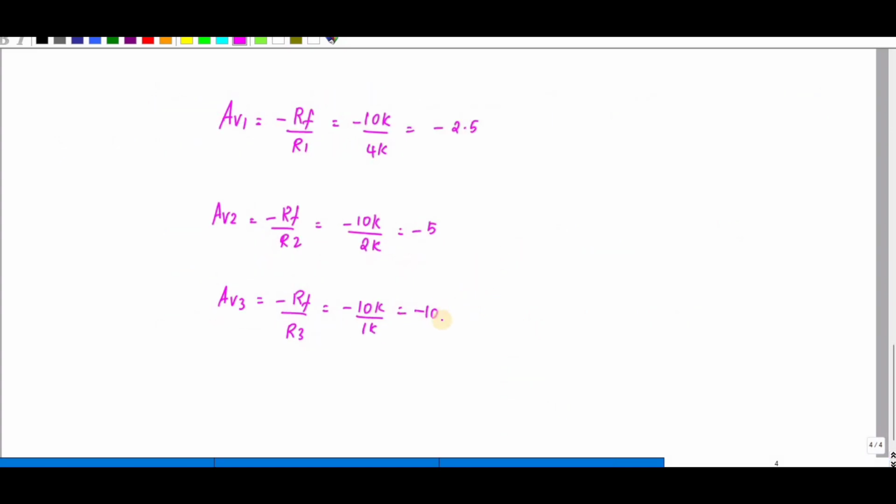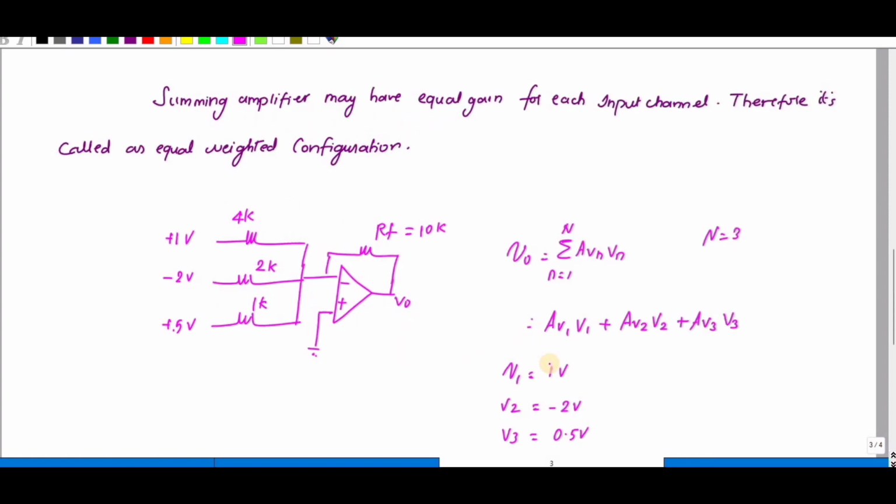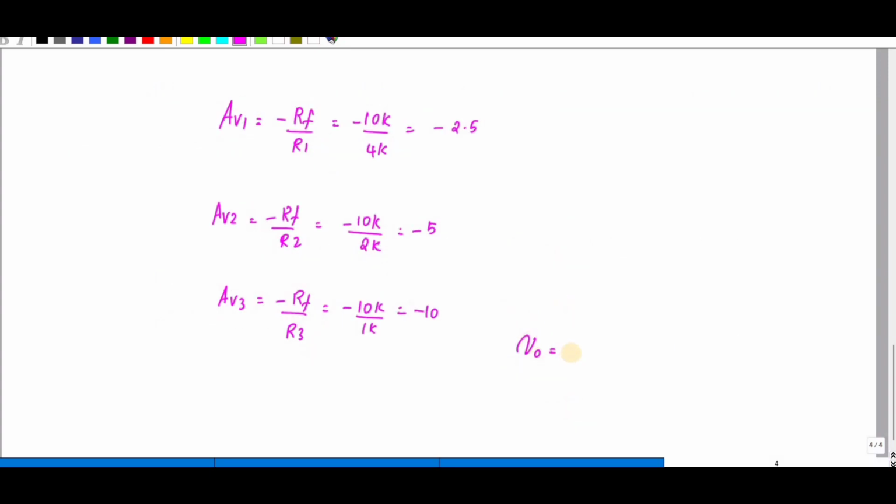Now substitute the values in V0. V0 is AV1 into V1, that is minus 2.5 into 1, plus AV2 into V2, that is minus 5 into minus 2, plus minus 10 into 0.5. So the value is minus 2.5 plus 10 minus 5, which is 2.5.